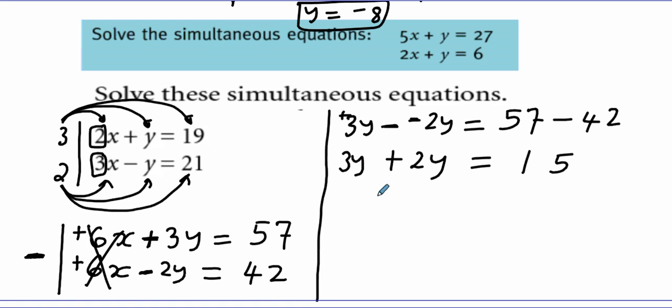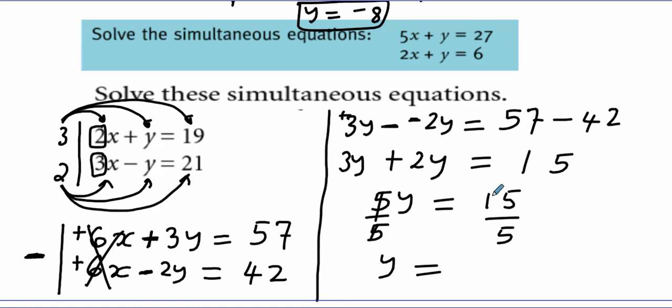Right, 3y plus 2y is 5y, equals 15. To get the value of y, divide by 5, this will cancel. y equals 15 divided by 5, which is 3. So we got here, let me write, y equals 3.